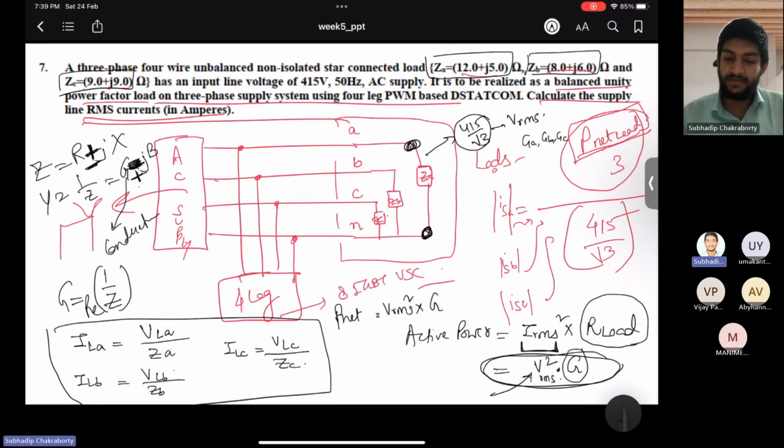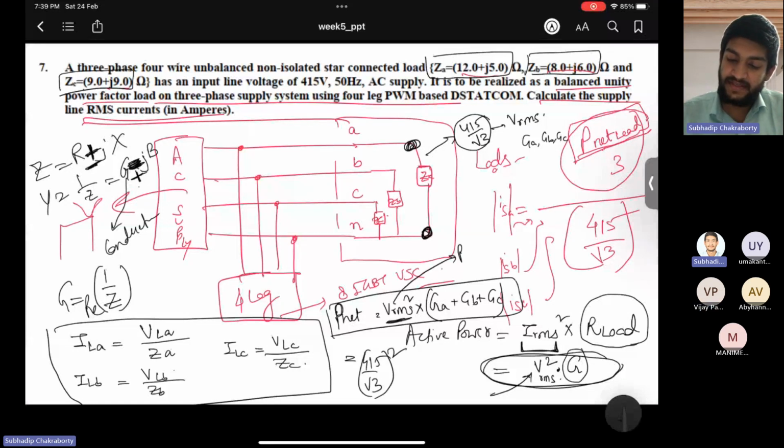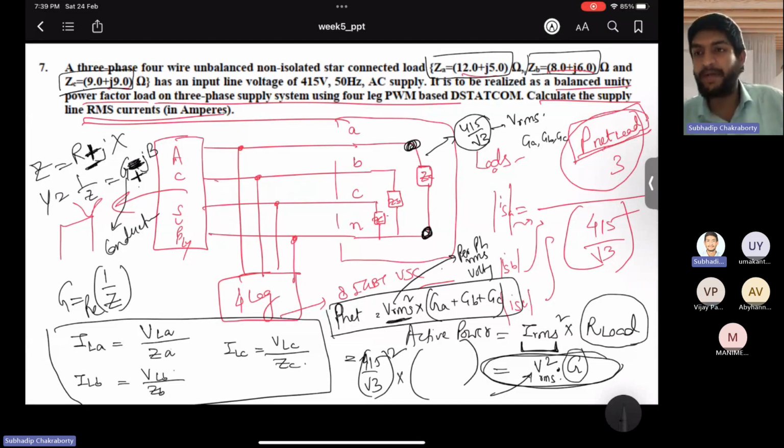Calculate what it is. So you have 415 by root 3, which is the per phase. This per phase RMS voltage. Huh? Per phase RMS voltage. Because you are doing per phase analysis. So per phase RMS voltage I determine 415 by root 3 whole square into conductances. Because I want to take the real part of the load. That is the load admittance, right?